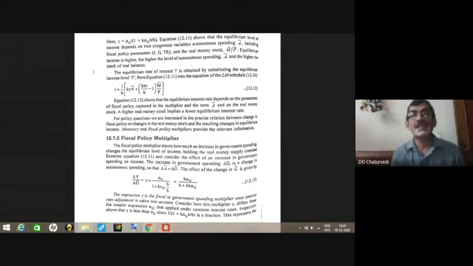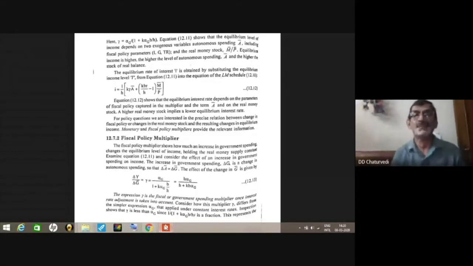So this expression gamma is the fiscal or government spending multiplier. Please remember that this multiplier is different from the multiplier that we studied in the previous chapter, that was alpha G. In the previous chapter, there was no change in the rate of interest because investment was assumed to be constant.